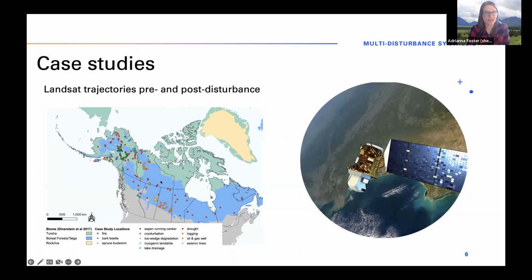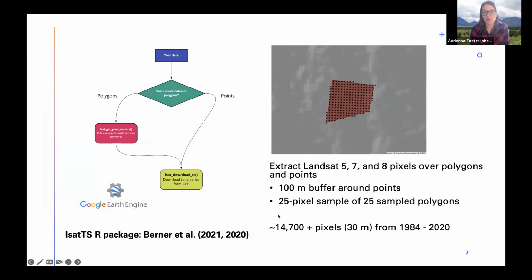Here you can see a map of our case study locations. Over each of these points and polygons, we extracted Landsat 5, 7, and 8 pixels using Google Earth Engine, as well as this really great R package developed by Logan Berner, one of the co-authors. I think this package is public now. It's really great, so you should go check it out. For each of these individual field locations, we collected pixels within a 100 meter buffer around the point. That was to grab as much information as possible in case that point didn't occur exactly where the disturbance occurred.